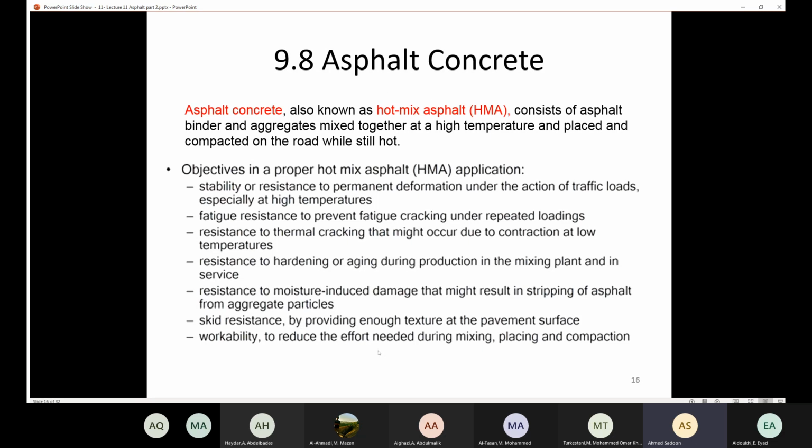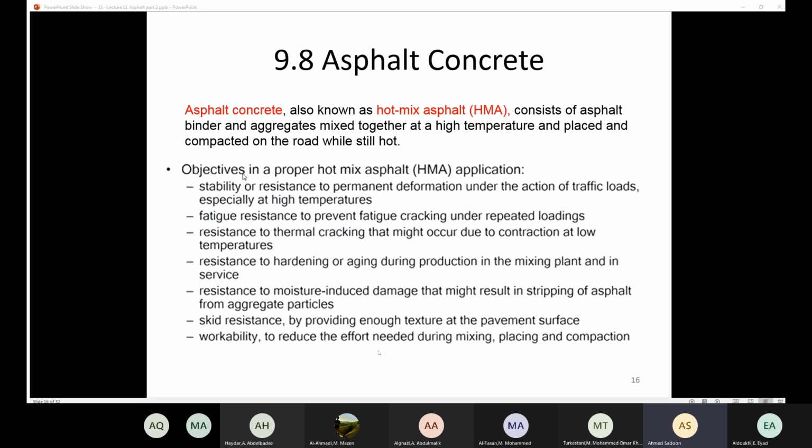to heat the asphalt binder and also you need to heat the aggregates. So the asphalt concrete consists of the asphalt binder and the aggregates. They are going to be mixed together at high temperature and then placed and compacted on the road while still hot. This is the asphalt concrete or the hot mix asphalt.